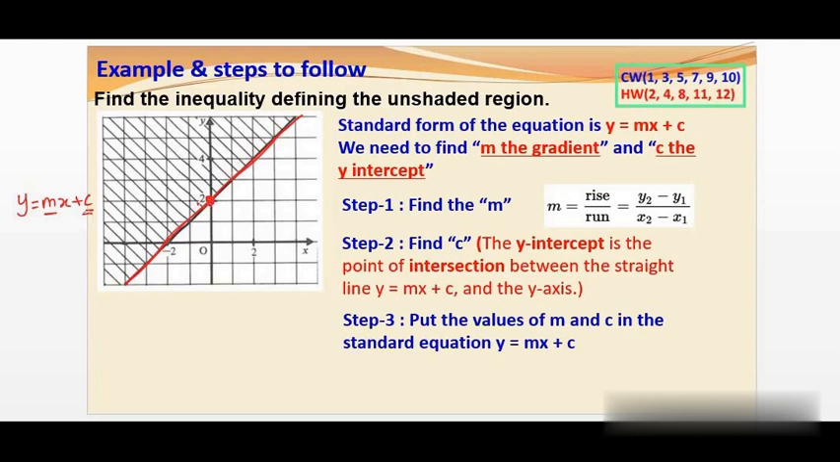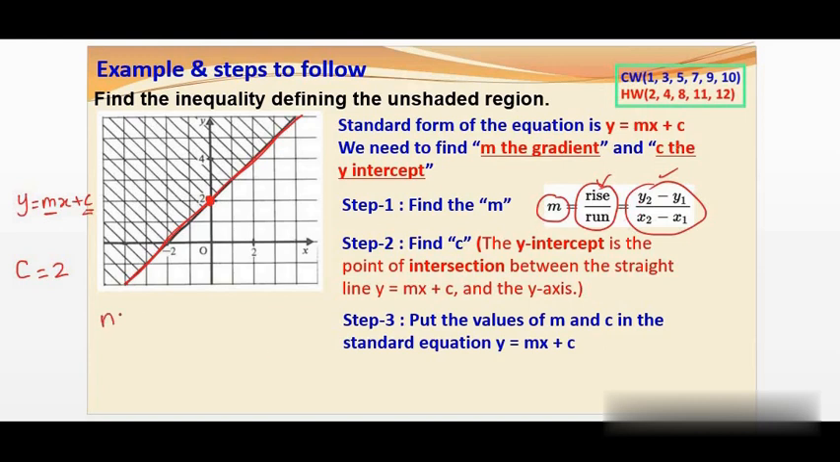So it is touching the y-axis at 2. So you can say the value of C is 2. The second thing is, how can we find m? Now m, you can find it with the help of two methods. Either you can use this formula, rise over run, or you can use this formula in which you need some calculations. Quickly, I will explain both ways to find the value of m.